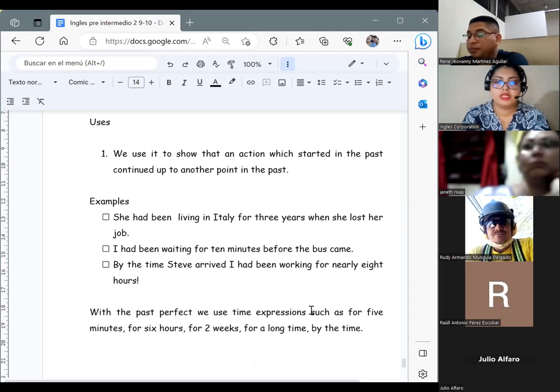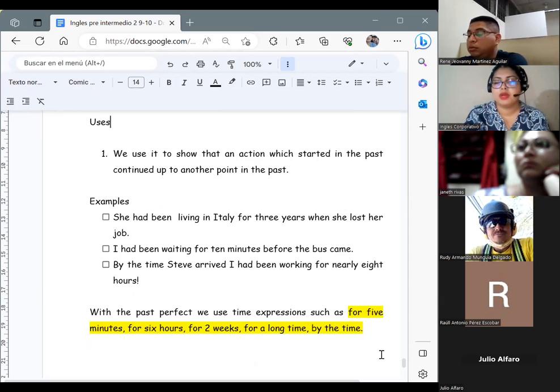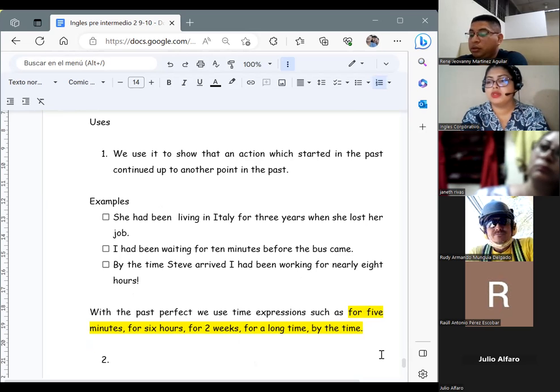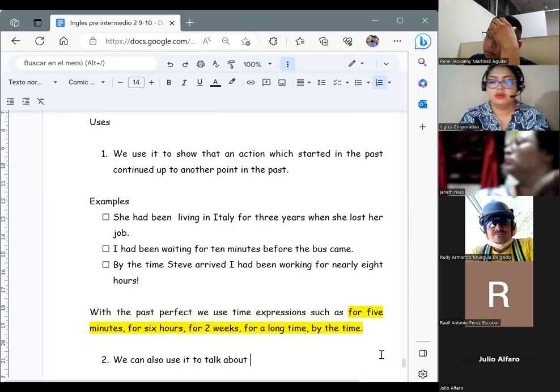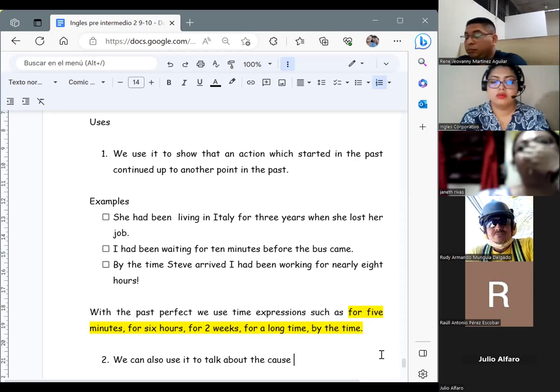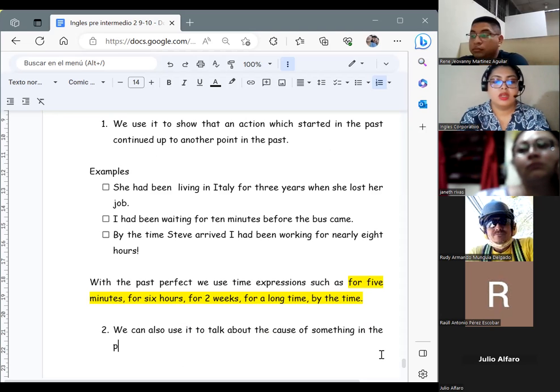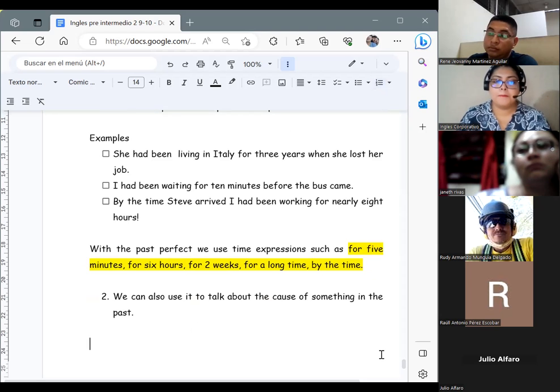Okay, so in that case, we have these time expressions that we can use with this structure. Esas son las expresiones de tiempo que podemos utilizar con esta estructura. Now, we have rule number two, and it says we can also use it to talk about the cause of something in the past. Lo vamos a utilizar para hablar acerca de la causa de algo en el pasado.